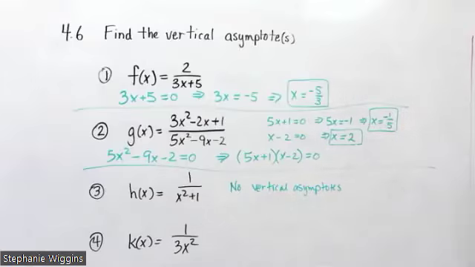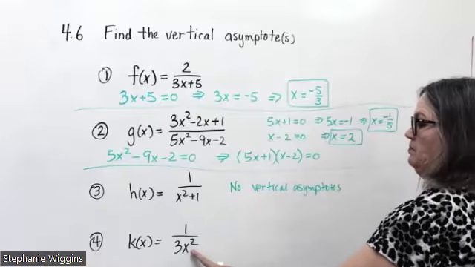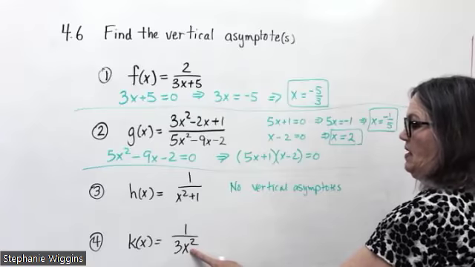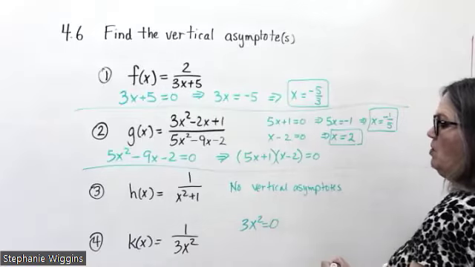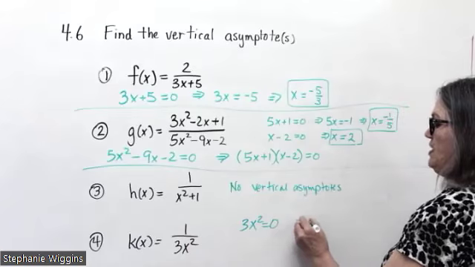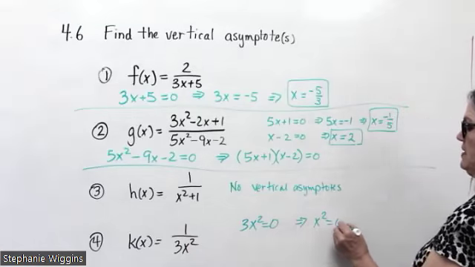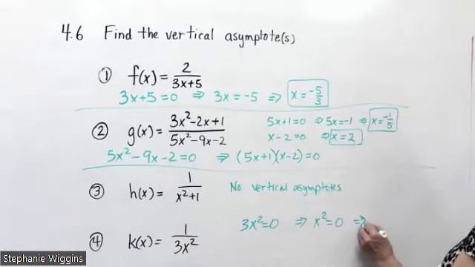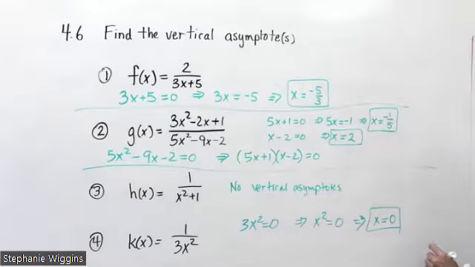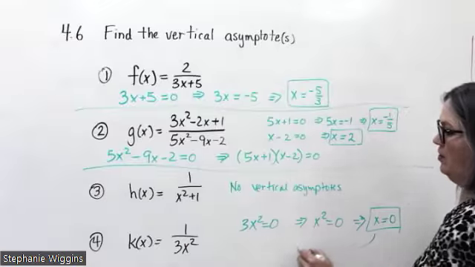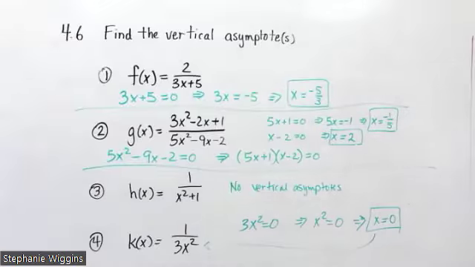And then finally, we have the denominator cannot equal 0. So if we set 3x squared equal to 0, and we divide both sides by 3, we get that x squared must equal 0. And so x is equal to 0 is the asymptote for this rational function.